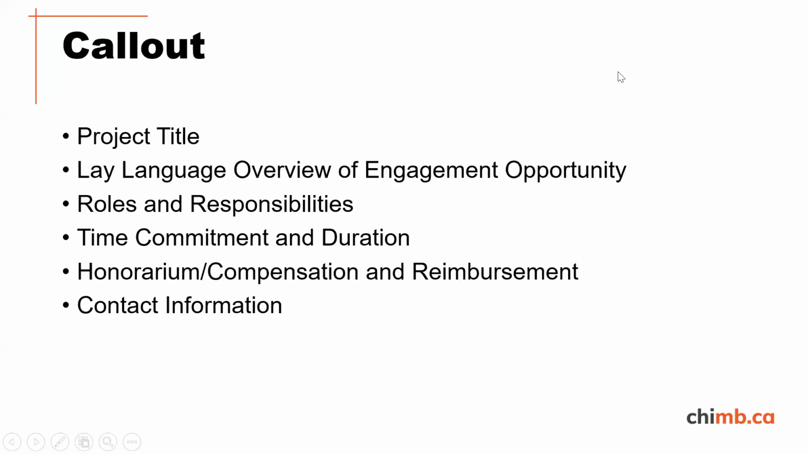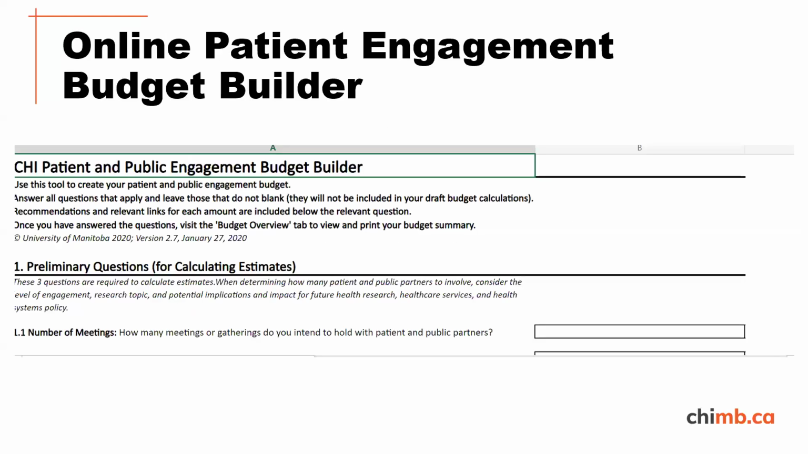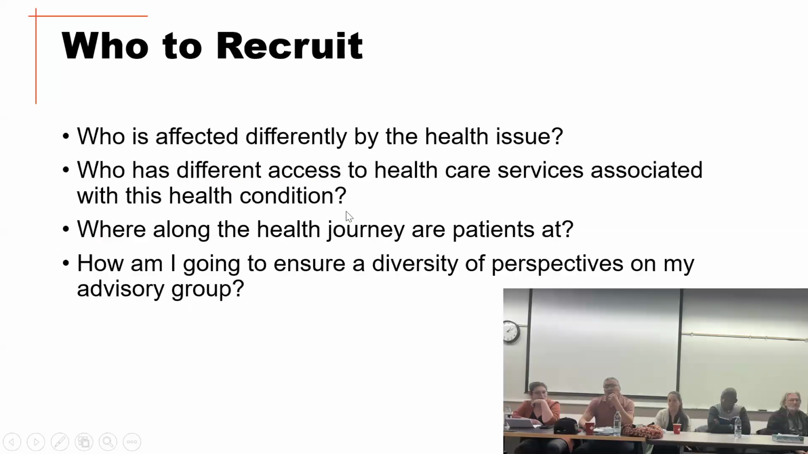We do sometimes, if you want to do a call out to recruit people with lived experience for your advisory group, some of the suggestions are having a project title, a lay language overview of the engagement opportunity, a list of some of the roles and responsibilities that will be involved, thinking about the time commitment and the duration, being very clear in your call out about honorarium compensation, but also reimbursement, and then contact information. So one person that they can reach out to if you have questions or concerns.